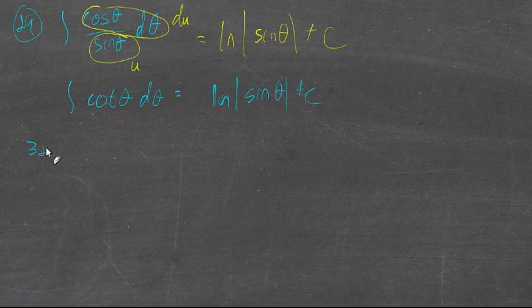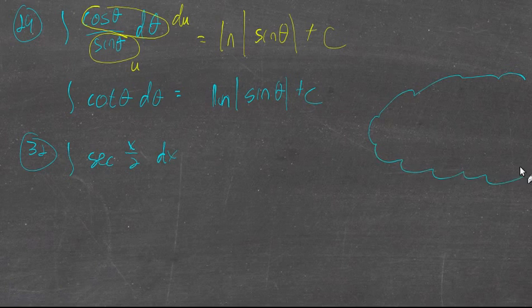32, another trig function involved here. So we have the definite integral of the secant of x over 2 dx. Okay, so again on page 337, we find that the indefinite integral of the secant of u du is equal to, we flip back there, the natural log of the absolute value of the secant of u plus tangent u plus c.